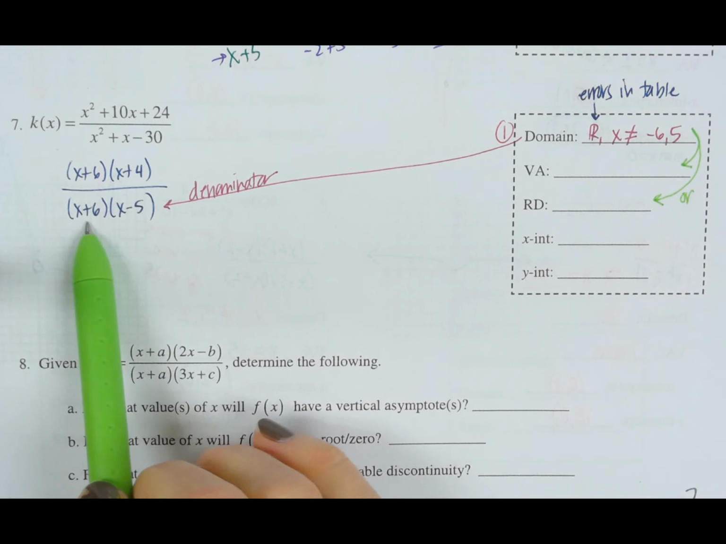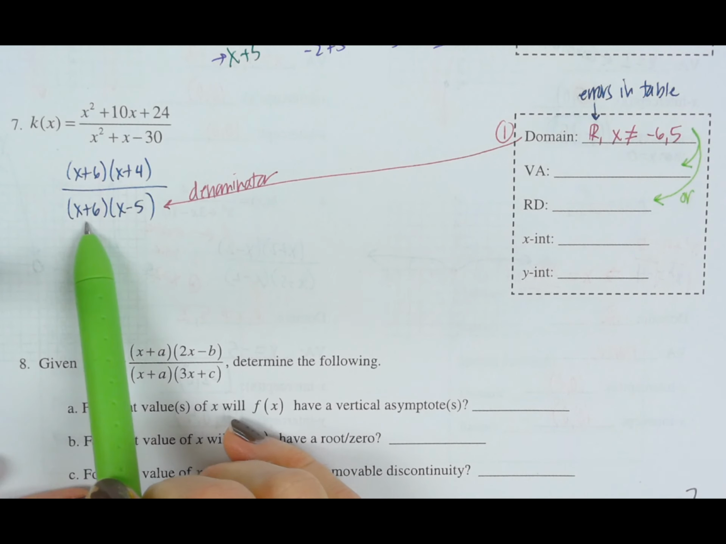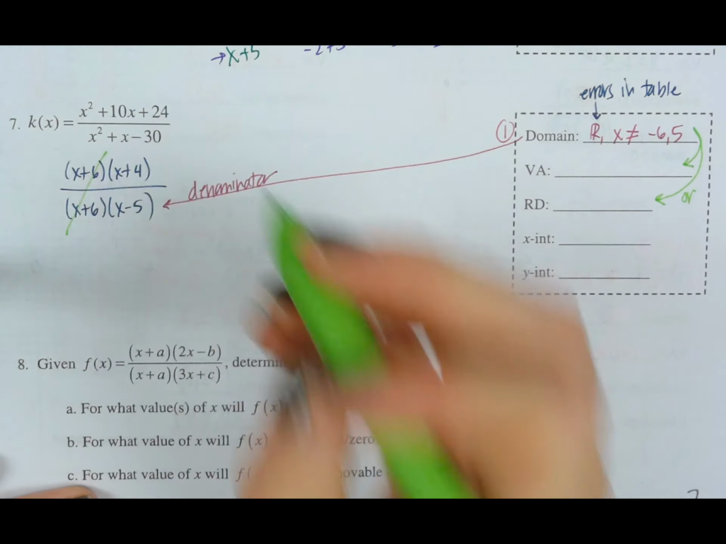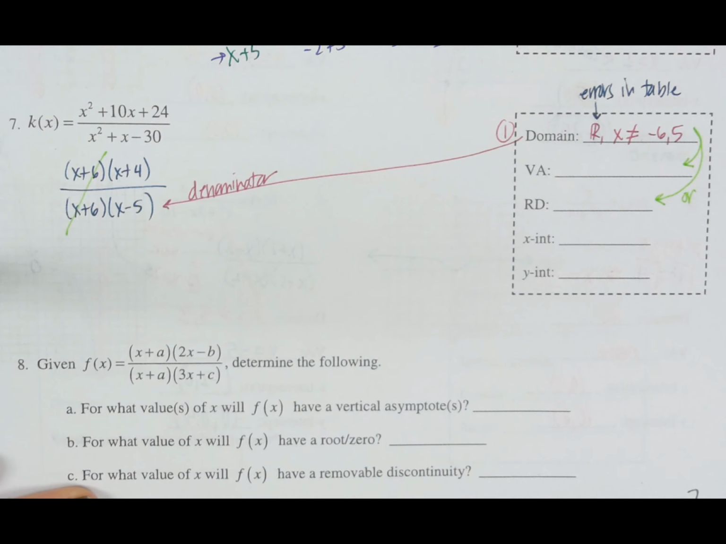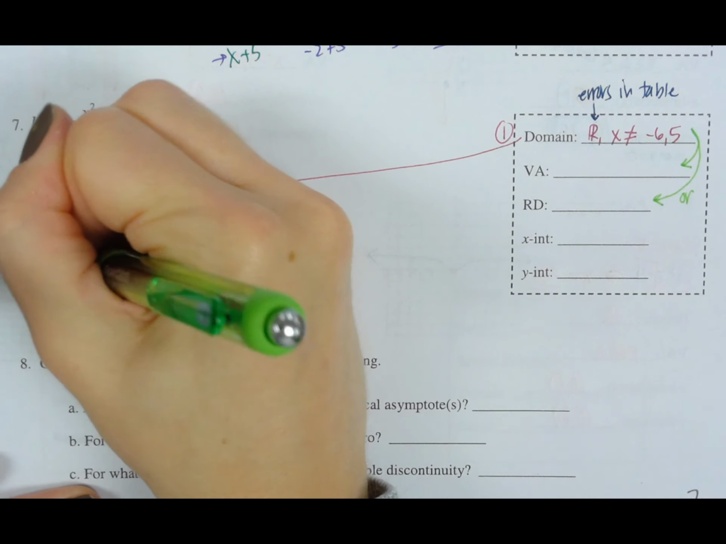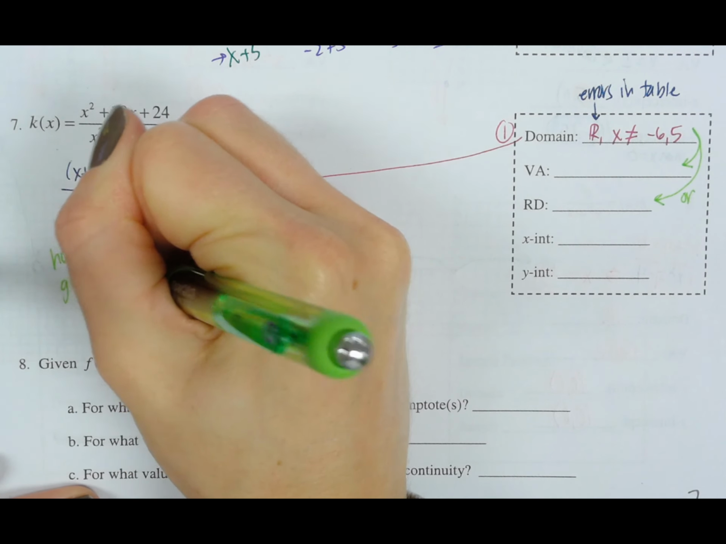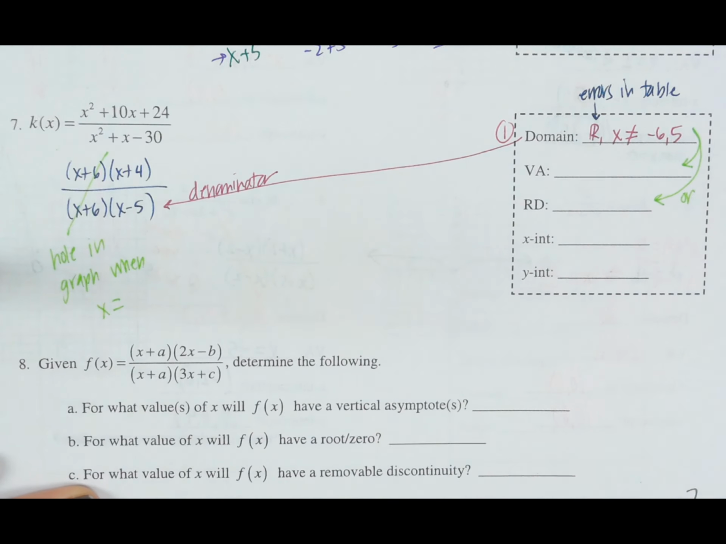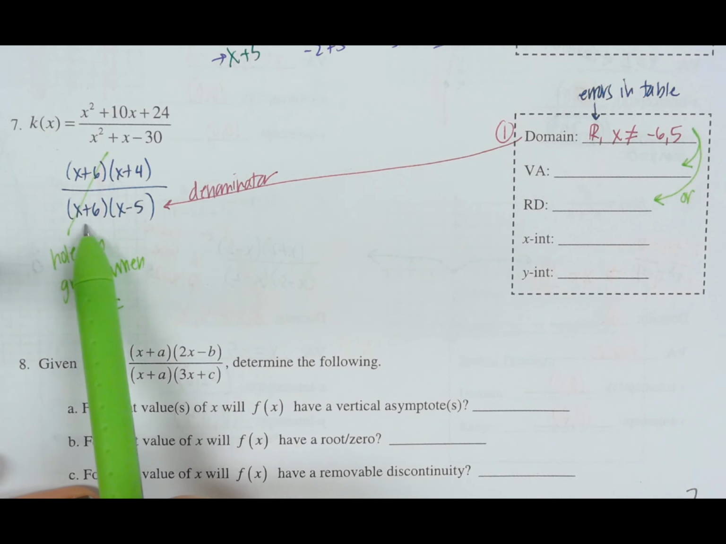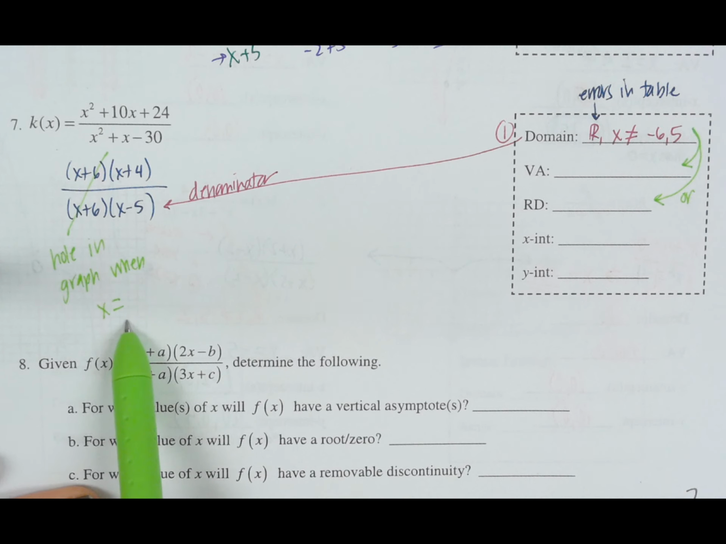So if you go over here, now we can go ahead and cancel out these x plus 6's. What does that create? A hole. Okay, so you're going to have a hole in your graph when x is what value? Can you see that green okay? So it says hole in your graph when x equals what number? Not 6, negative 6.